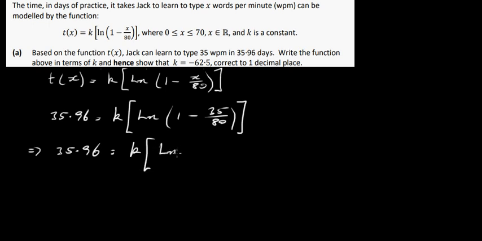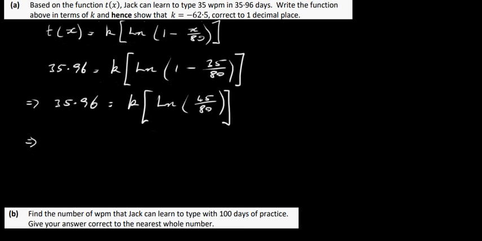Now this is just going to become the log of 45 over 80, because we want to subtract 35 eightieths from 1, or 80 eightieths. So that's going to be 45 eightieths. So what I'm going to do now is just divide across by this thing here, log 45 over 80. So what I end up with here is 35.96 on the top, and underneath I end up with log of 45 over 80. And this is our k here.